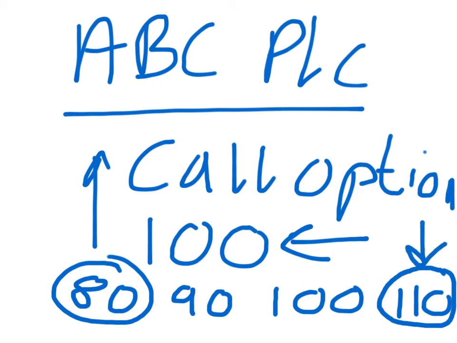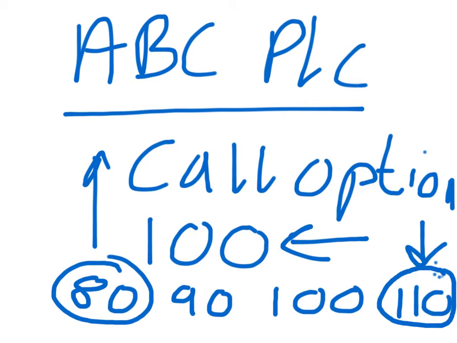Why would you want to pay 110 for a stock that's trading at 100? Well, you might think that the stock's going to go up. You don't pay so much for the option to buy it at 110, and then if the price rises to, let's say, 130, all of a sudden the intrinsic value, which is the difference between your option strike price and the price of the underlying asset, that's the intrinsic value.